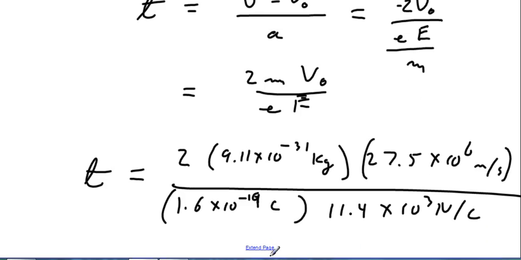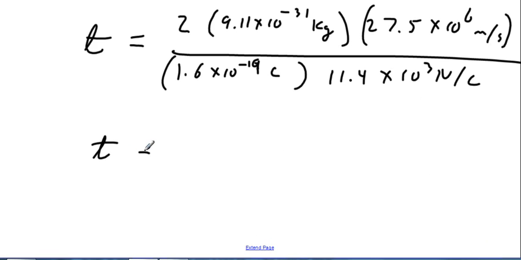And I throw all those numbers in my calculator and I find that the electron will get back to where it was coming from in 2.75 times 10 to the minus 8 seconds. And again, I have 3 significant digits in my answer, so I am happy about that.